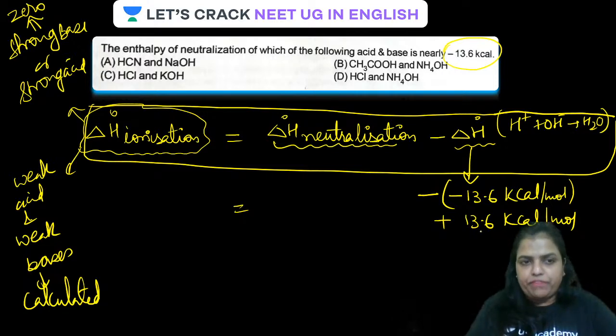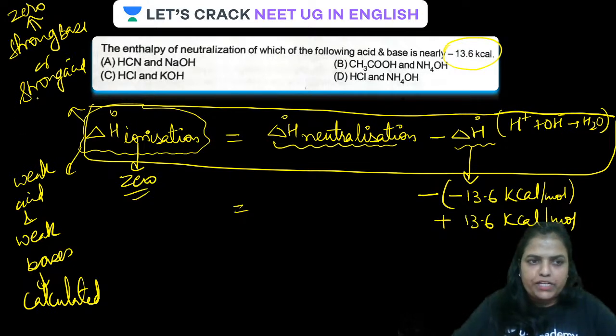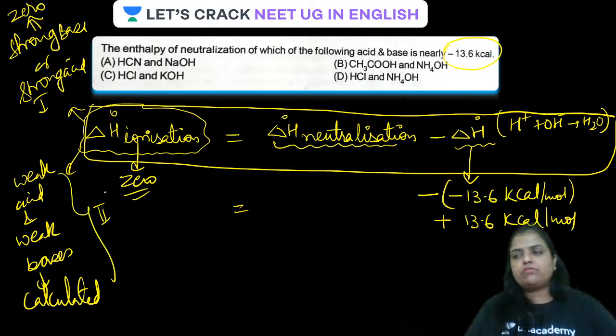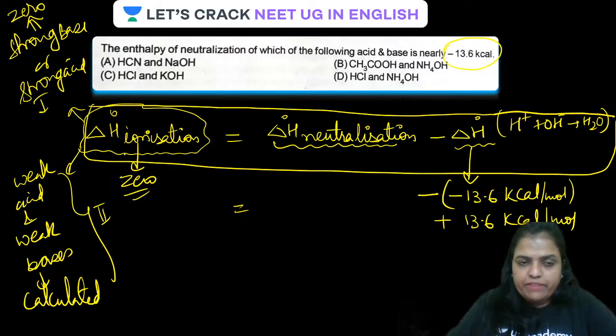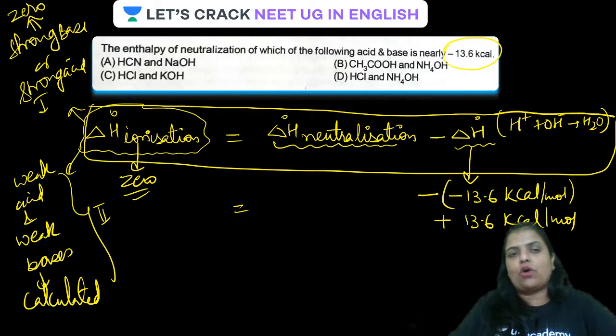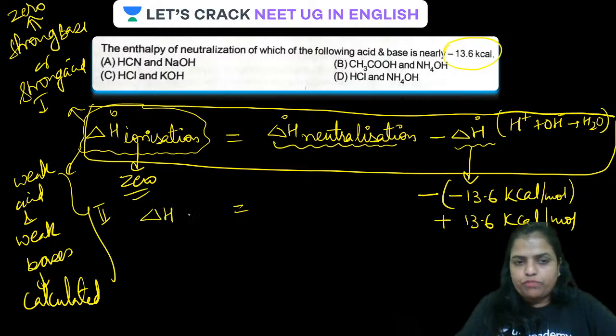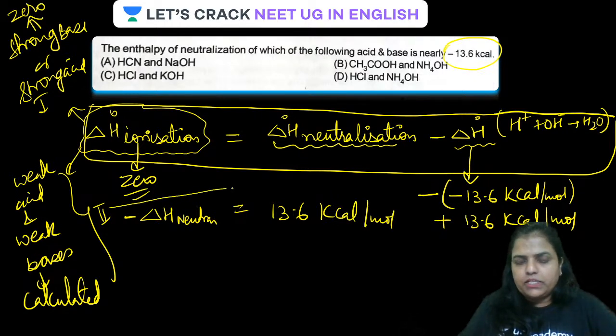It will be so only when this is 0. Out of these two conditions, this is condition 1 where we have taken strong acid and strong base. This is condition 2 where we have to take weak acid and weak base. Which condition is being followed over here? Yes, we have to put strong acid and strong base. So it is very clear that it is 0 for strong acid and strong base. So in that case, the heat of neutralization, if this comes to this side, it will become minus, equal to 13.6 kilocalorie per mole. All done. Is this clear, guys?